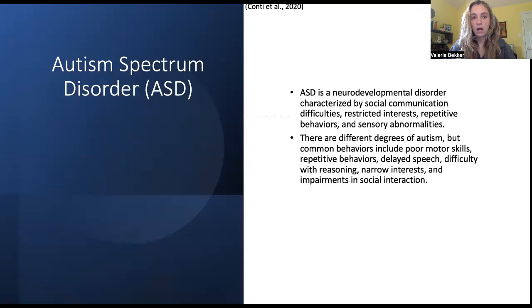So now we'll get into autism spectrum disorder, or ASD. Autism spectrum disorder is a neurodevelopmental disorder characterized by social communication difficulties, restricted interest, repetitive behaviors, and sensory abnormalities. There are different degrees of autism, which is why we refer to it as a spectrum, but common behaviors include poor motor skills, repetitive behaviors, delayed speech, difficulty with reasoning, narrow interests, and impairments in social interaction.